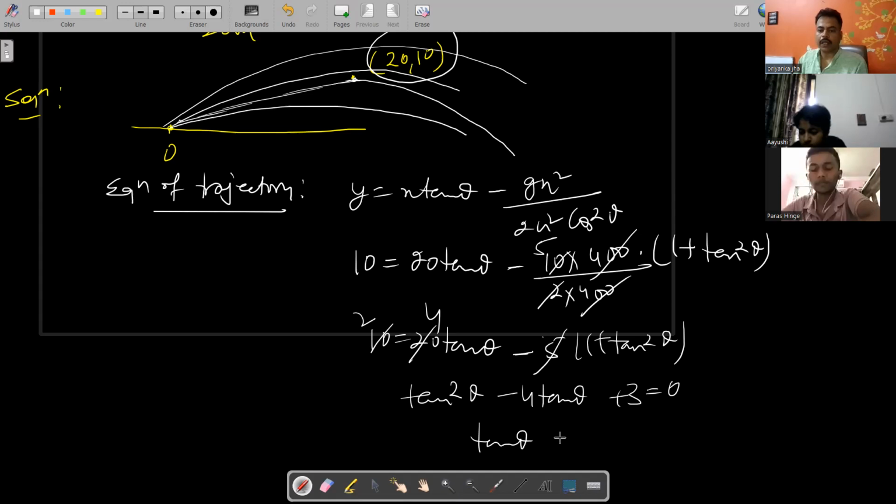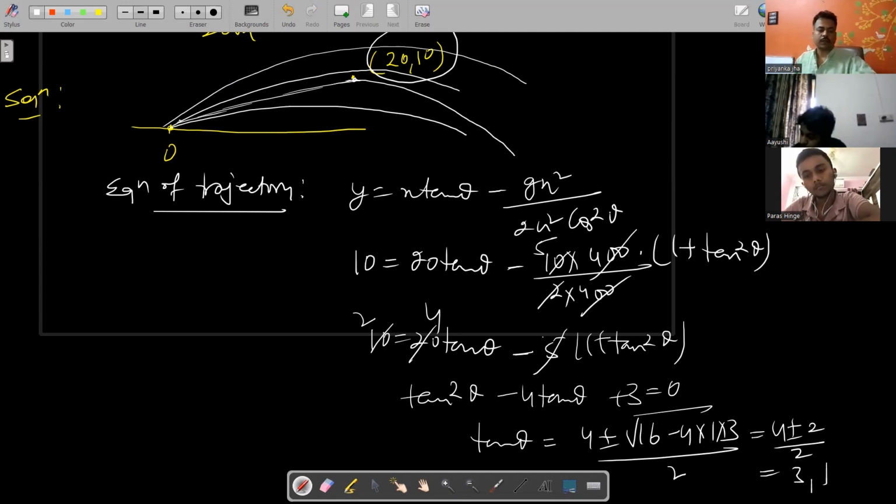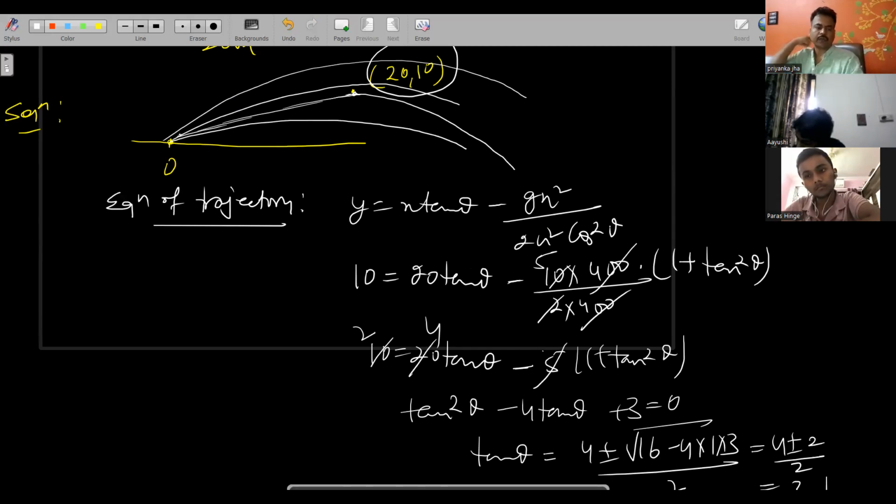We have got a quadratic in tan theta. We will calculate the roots: minus b plus minus under root b squared minus 4ac upon 2a. So this is 4 plus minus under root 4, that is 2, by 2. That is 3 or 1. So we have got two results. Now, we have to find theta, no? Yes, sir. Tan theta equals 1 and 3, na?